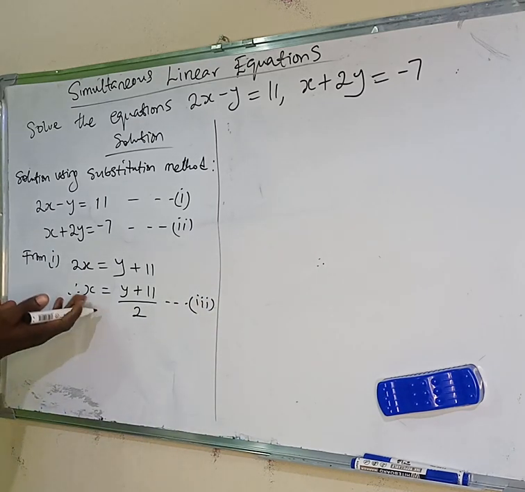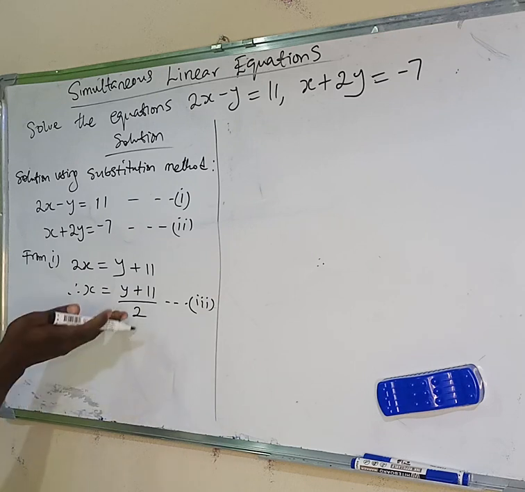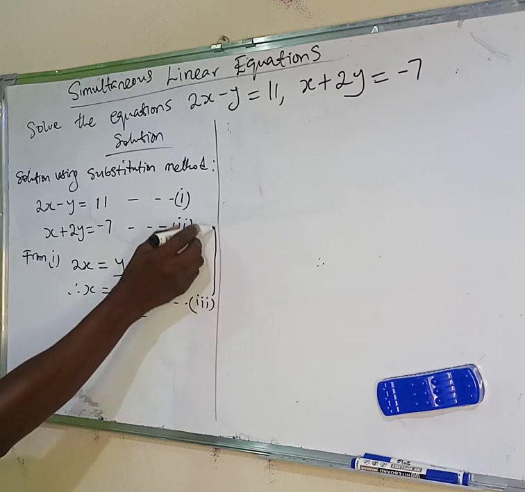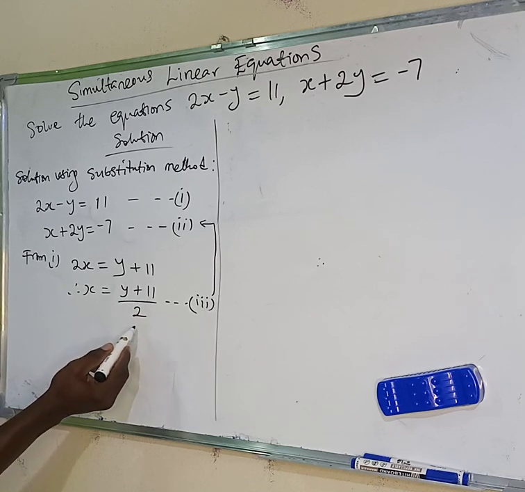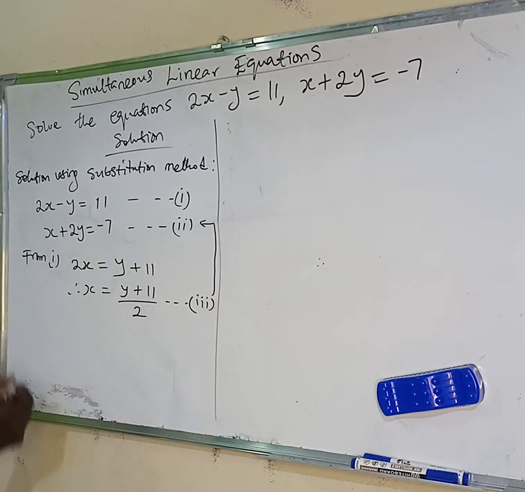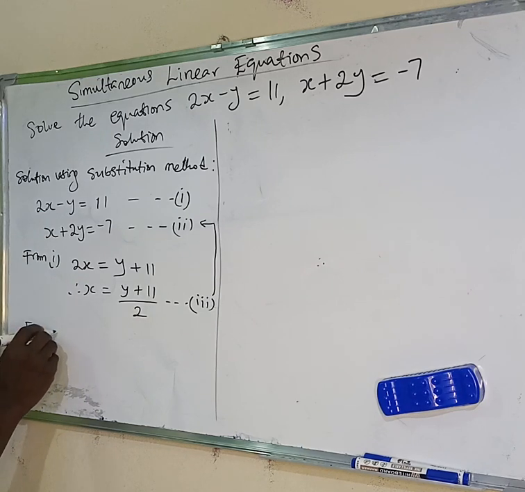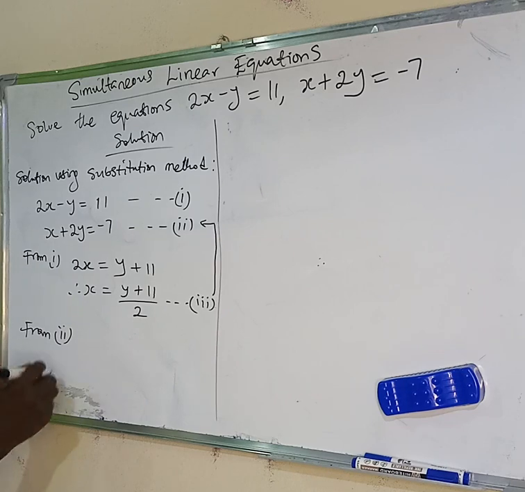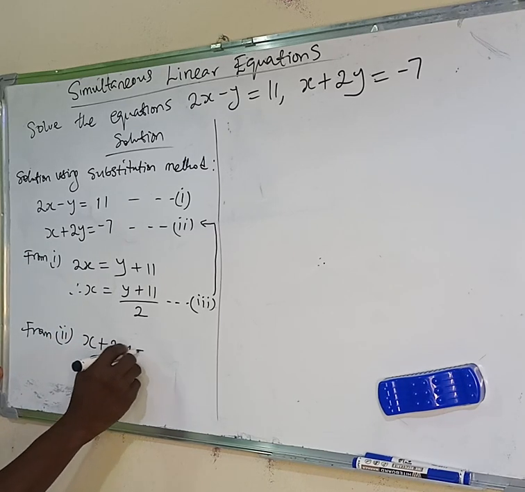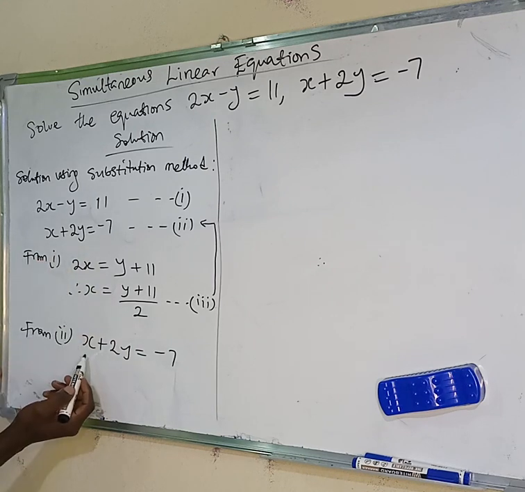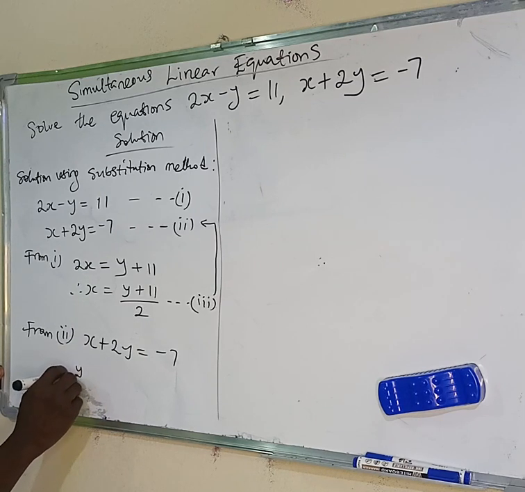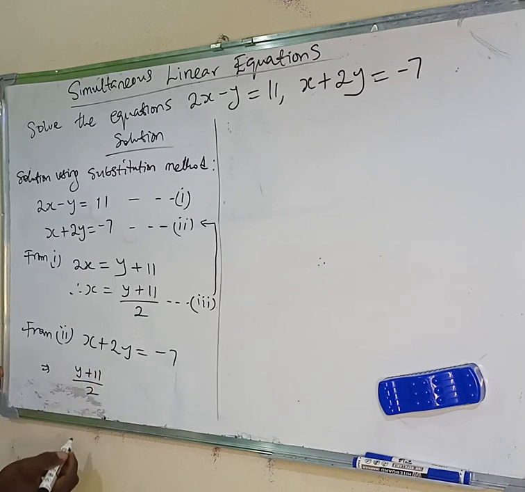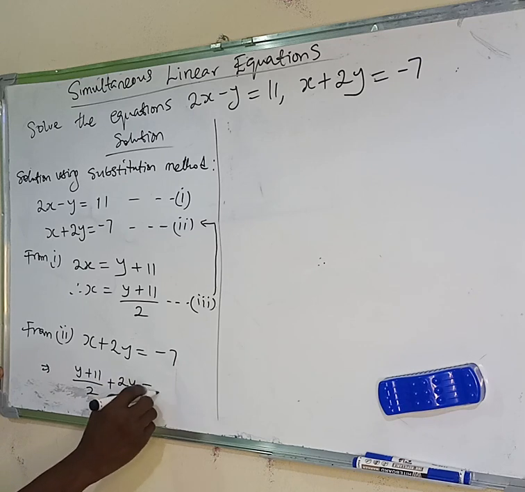Now we're going to substitute the value of x. If x is equal to everything on the right hand side, we substitute the whole of this into equation 2. Anywhere we see x, we replace x with (y plus 11) divided by 2. So let's bring back equation 2: x plus 2y equals -7. Instead of x, we write (y plus 11) divided by 2, and bring down the plus 2y is equal to -7.